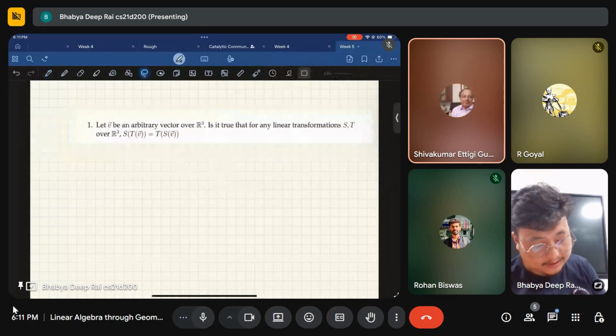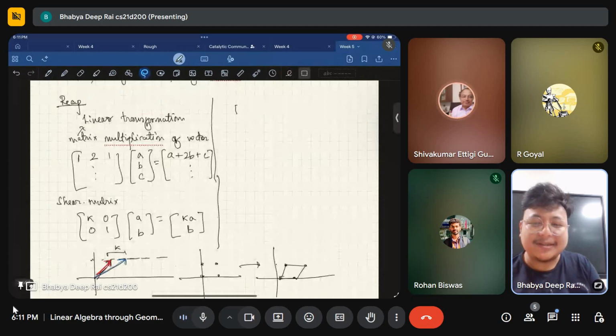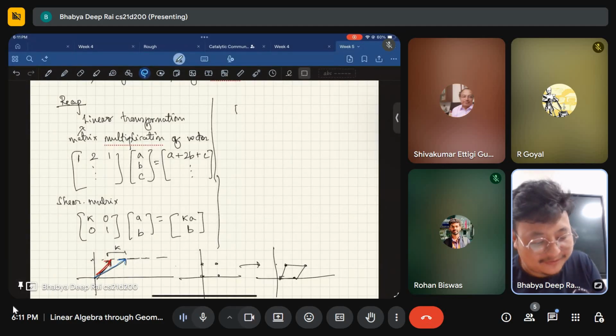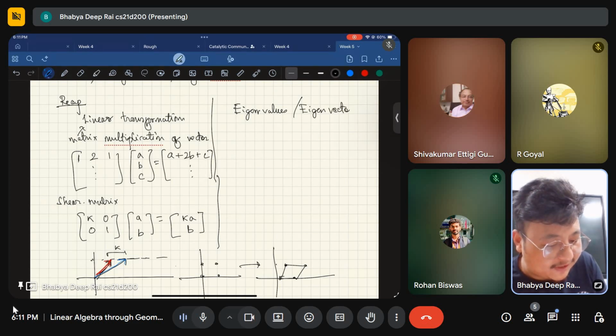Okay, I'll shift this guy to there. Okay, and the next thing, the second part, is what I call eigenvalues and eigenvectors. Now this is a very interesting concept.